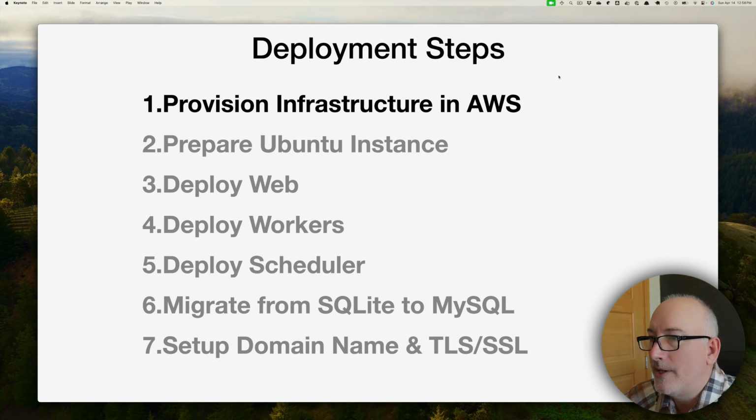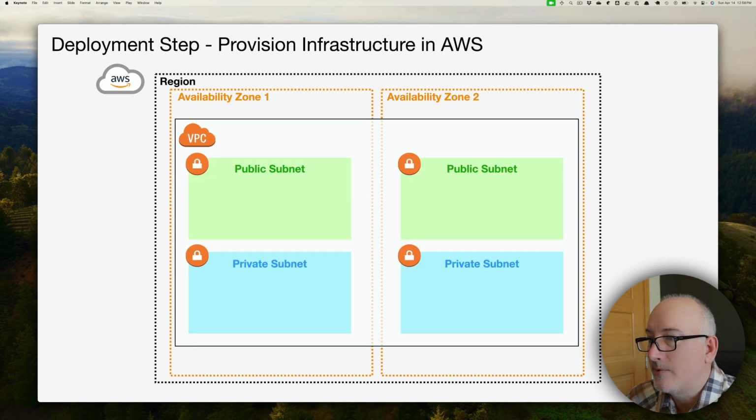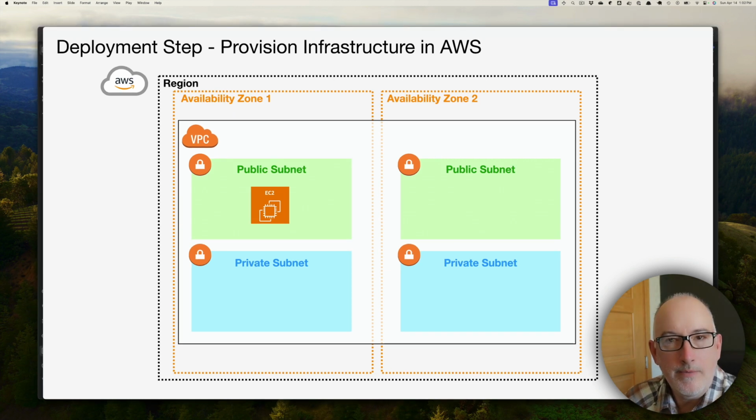So step number 1 is we want to provision the infrastructure in AWS. And if you recall, this is the infrastructure that we wanted to provision. We have one EC2 instance in a public subnet in one VPC that spans multiple availability zones. So our very first step is we want to create this infrastructure that you see on the screen in Amazon AWS. And so we're going to take care of that next.